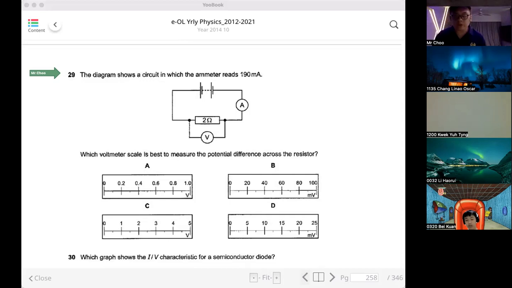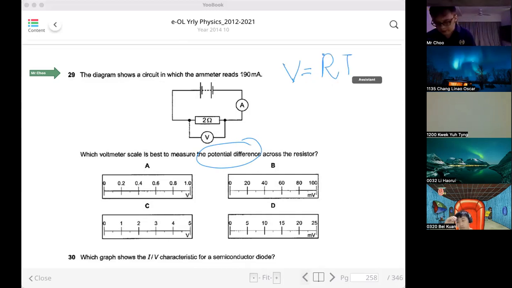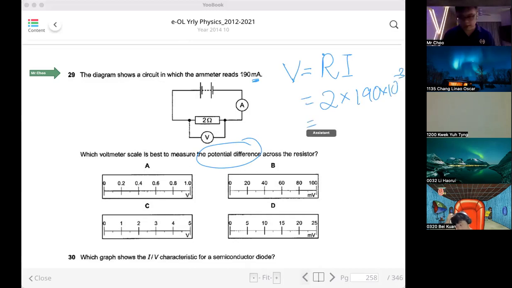For this question, Oscar, well done. You're trying to find the PD. PD is V equal to IR. Remember this formula. In this case, your R is 2, your I is in milliampere, so it's 190 times 10 to the power minus 3. When you calculate, you should get 0.38 volt. So which of these four scales has 0.38? Only A provides 0.38 volt.